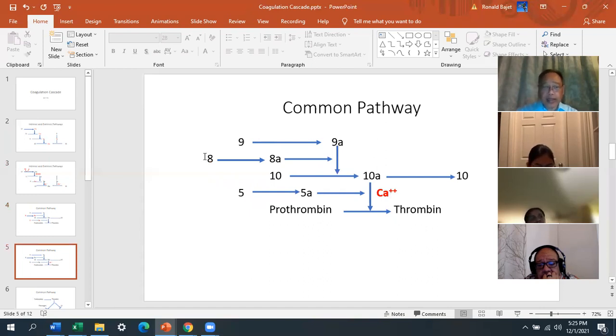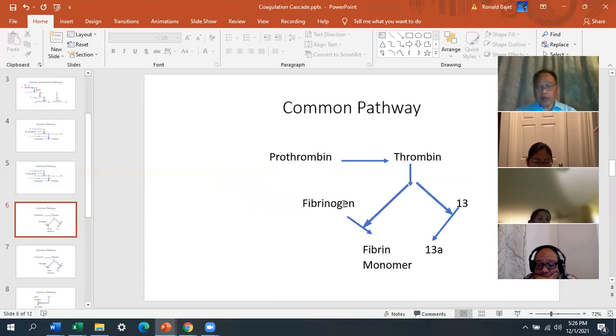So here you have in the common pathway 8 going to 8A, going to the 9A coming down, and 5 to 5A for the 10A coming down. And then also on the 10A coming down, it's calcium. This is your 4th calcium now. And then you have your prothrombin to thrombin. And that's your next slide.